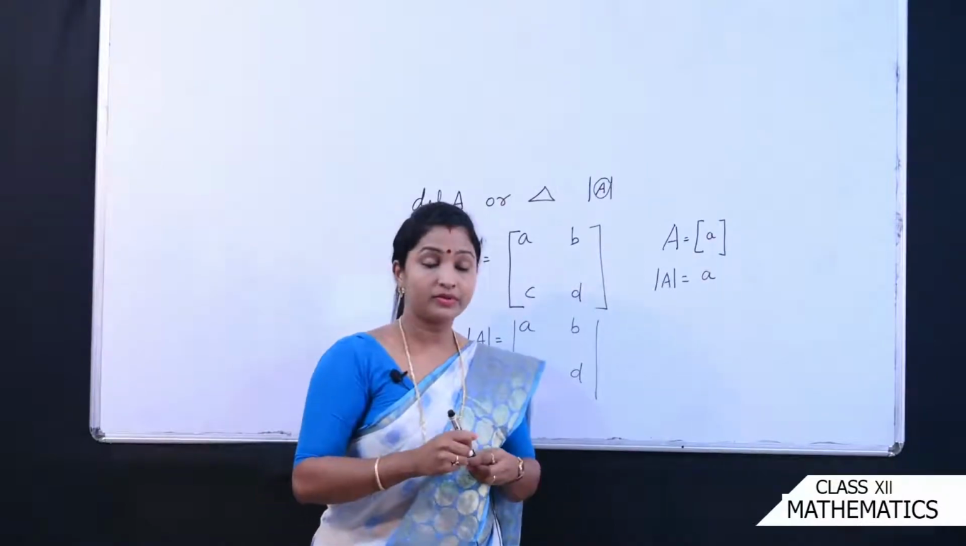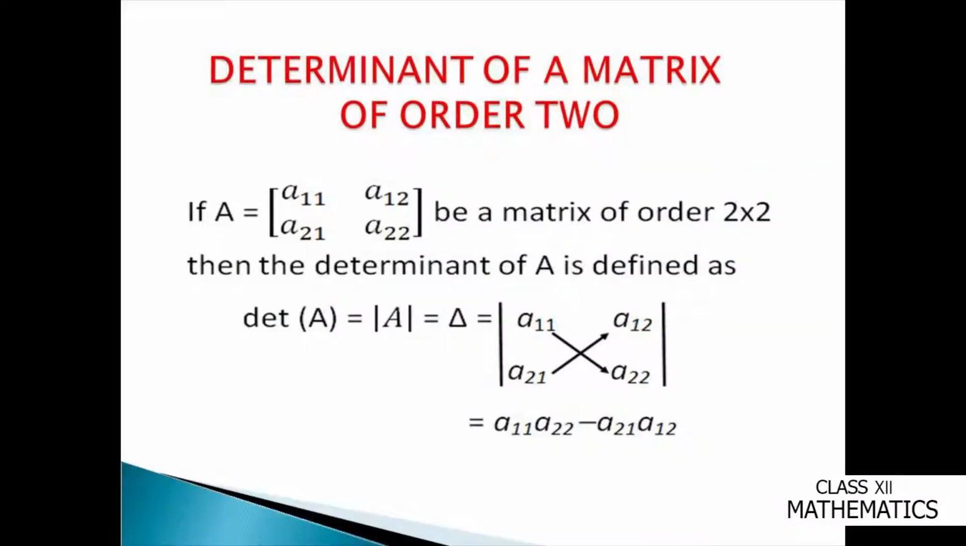ठीक है, अब next पे देखते हैं what is the determinant of a matrix of order 2. If you have a matrix of order 2, that means you have 2 rows and 2 columns. At that moment, how are you going to find the determinant of that particular matrix? You can see in my slide, if A = [a11 a12; a21 a22] is a matrix of order 2 by 2, then the determinant of A is defined as determinant A is equal to delta, different symbols they have used.